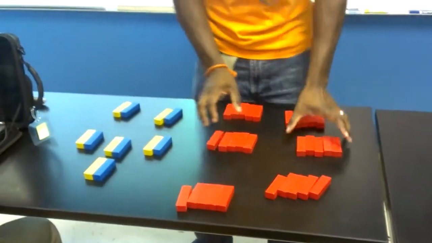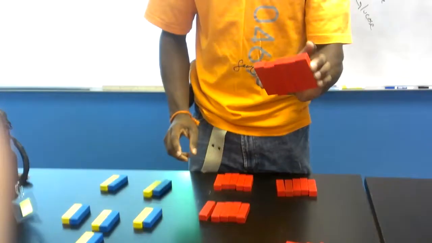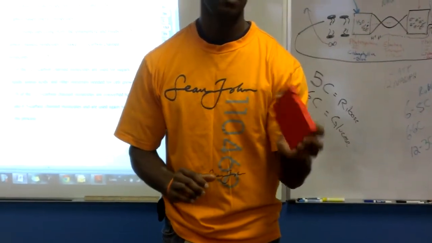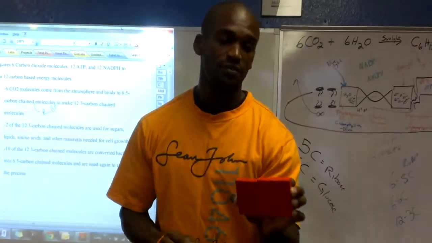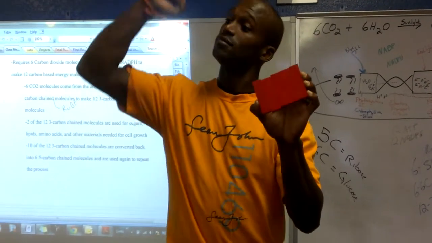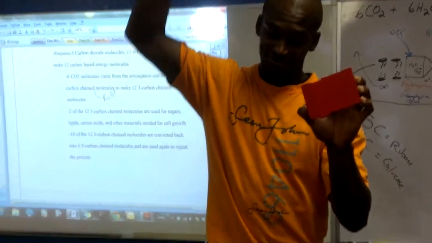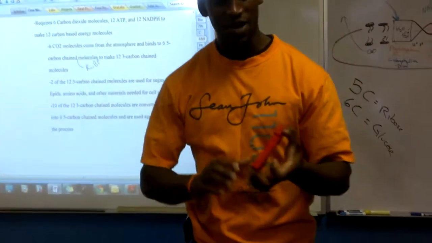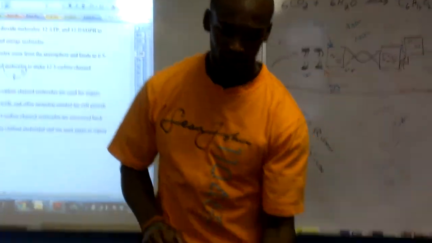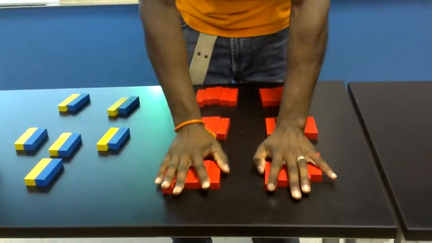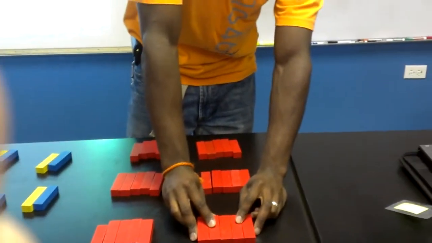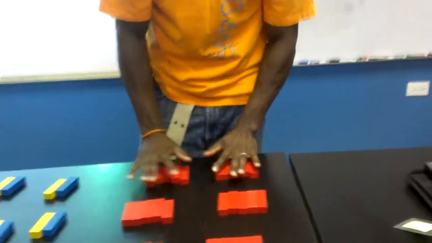This is a 5-carbon molecule that is recyclable. It is made of 5 carbons, so it's called ribose. But its name, because it has phosphate bound to it, is called RuBP. There's a bunch of them in the matrix, but we need 6 RuBPs. How many carbons does RuBP have? 5. Thank you. 5 carbon backbone.